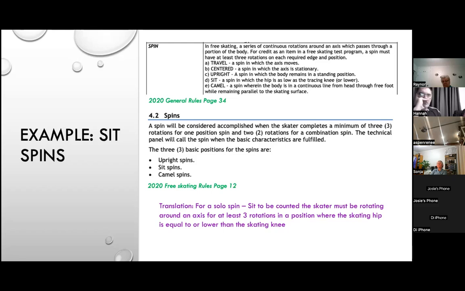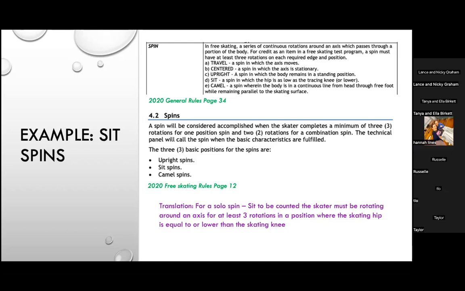Now, the key one for what we're doing tonight is to have a look at D, where it says sit spin. A sit spin is one in which the hip is as low as the skating knee or lower. So think the skating knee. The hip of the skating leg needs to be as low or lower than the skating knee. That's all it needs to be a sit spin. And that's why we can now start seeing a lot of the really cool, difficult variations we're seeing. And when I look at one, all I'm looking at to see if it's a valid sit spin is where the skating hip is in relation to the knee.